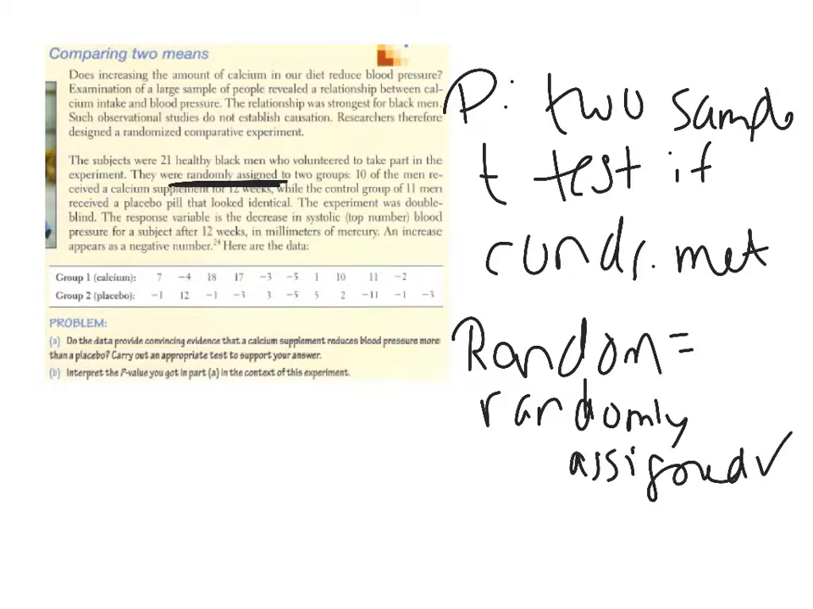Okay, I do not have to check my 10% condition because there was no sampling. These were people that volunteered for the experiment and there was no sampling. So I don't need to check my 10%.